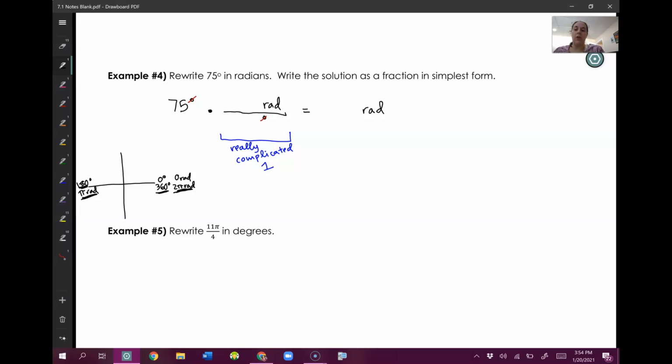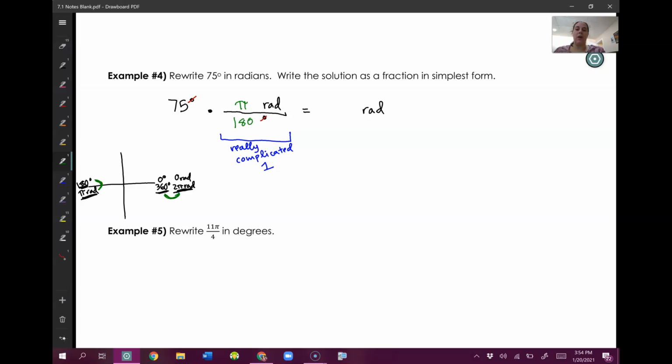So I could use 360 degrees on bottom and 2 pi radians on top, because those are the same thing. Or I could use 180 degrees on bottom and pi radians on top, because those are the same thing. It's just a really complicated looking 1. Now, I'm going to use 180 and pi because they're smaller numbers, which is going to make our answer easier. You could use the bigger numbers. It's just going to be more complicated in the end.